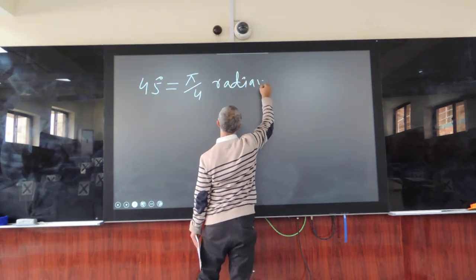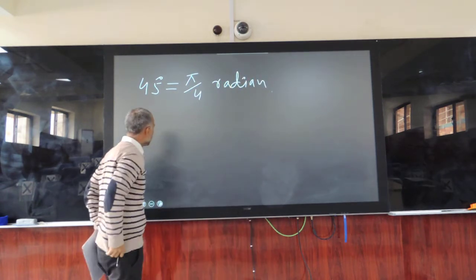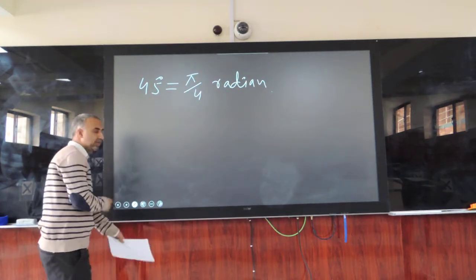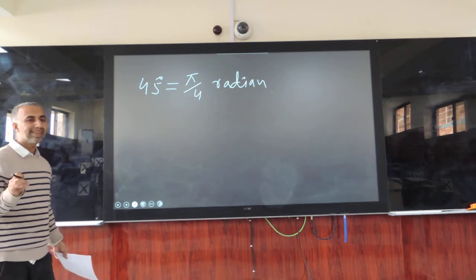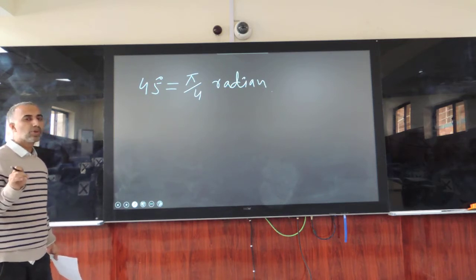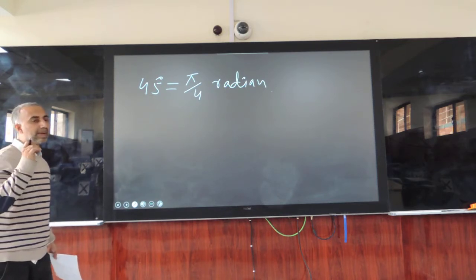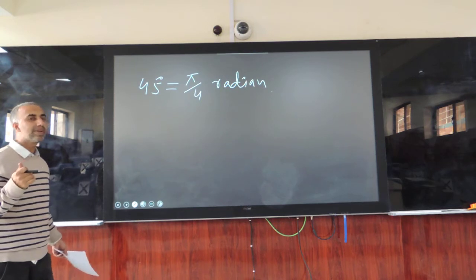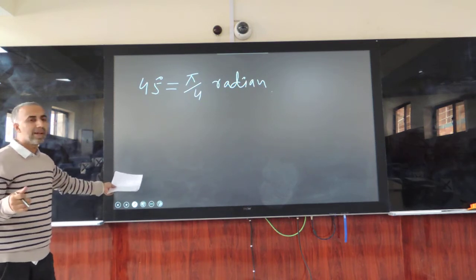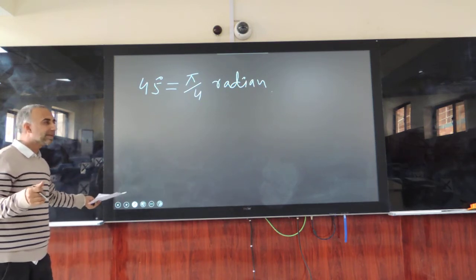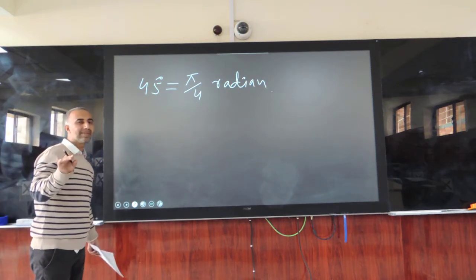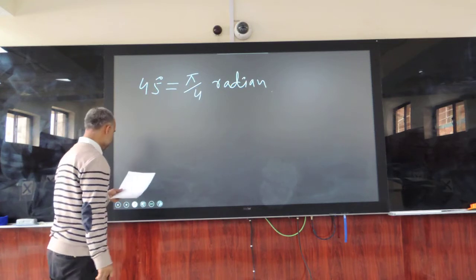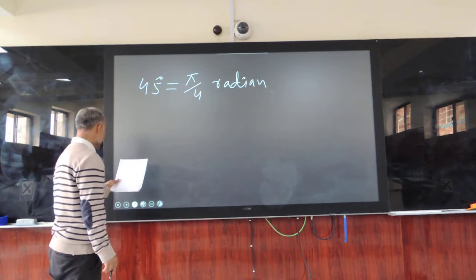So pi over 4 is a numeric value we can use without a calculator. Remember, in this class I don't want you to use the calculator. In this class we are going to learn the concept. Otherwise all this derivation, integration or other calculation can be done with the help of a calculator. I don't want the use of a calculator in this class at large scale.